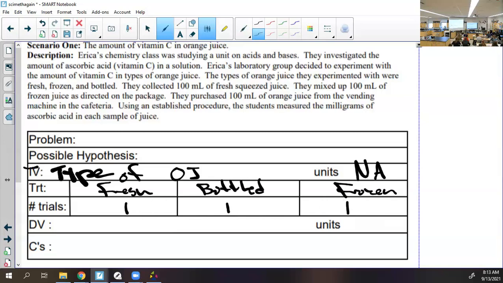Okay, the IV is the thing we change. The DV is the thing that we measure. So we change the type of OJ and we're going to measure something from this top sentence. What are we going to measure? All right, good. Amount, vitamin C.